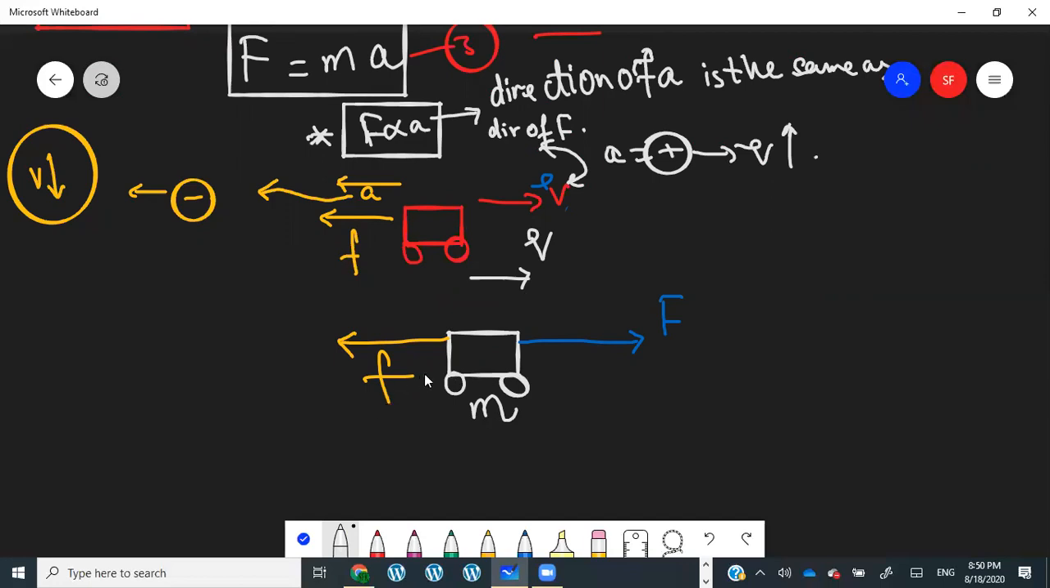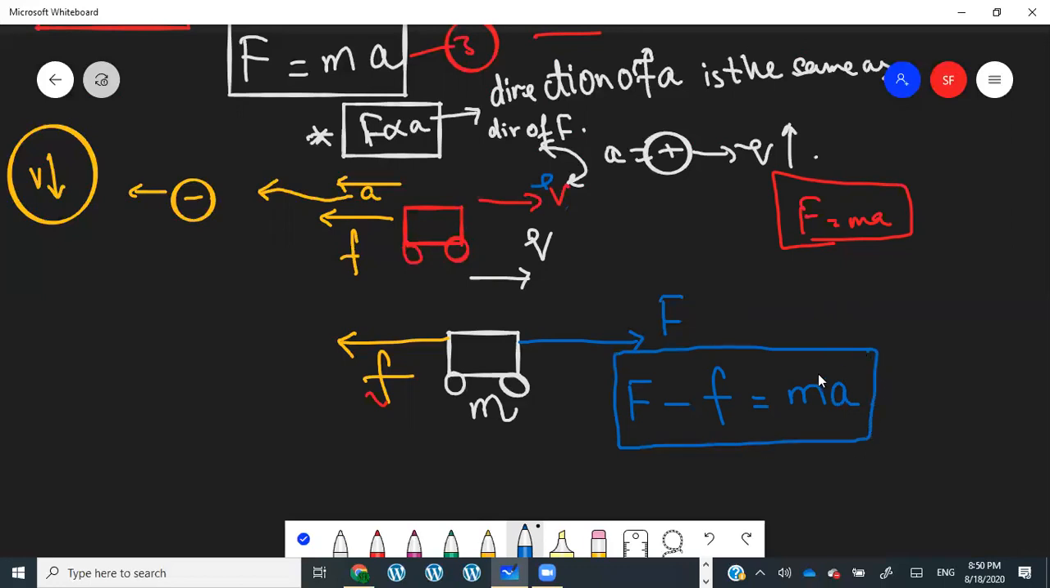Before doing that, I have asked you to apply Newton's second law. What's going to be Newton's second law in terms of force, mass, and acceleration? How are you going to apply it over here? F minus the resistive force. That would be the resultant force, and the resultant force is equal to ma. So forward force minus the backward force is equal to ma.